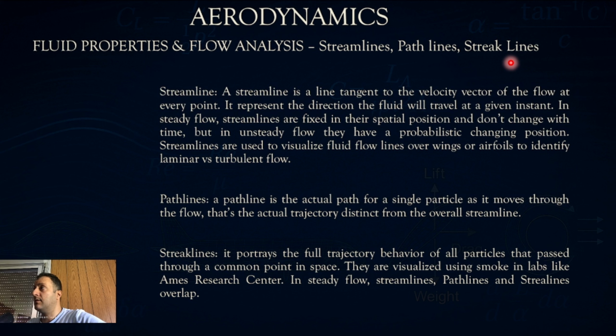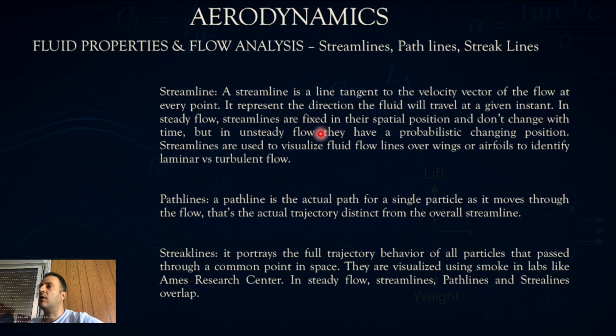Streamlines, path lines, and streak lines. At first, what is a streamline? That's the line tangent to the velocity vector of the flow at every point. So you have a flow like this curvature over here. These are the lines that are tangent to the velocity vectors. Imagine velocity vectors over here with the streamline tangent to these vectors, going from left to right. It represents the direction the fluid will travel at a given instant.